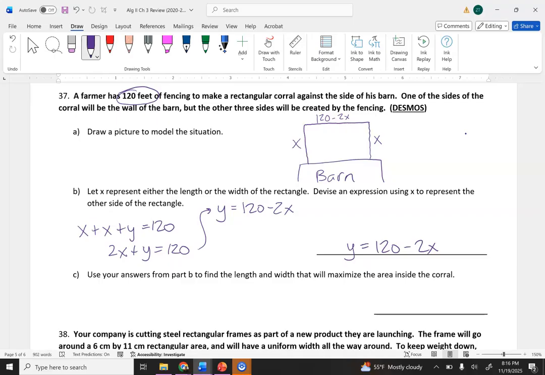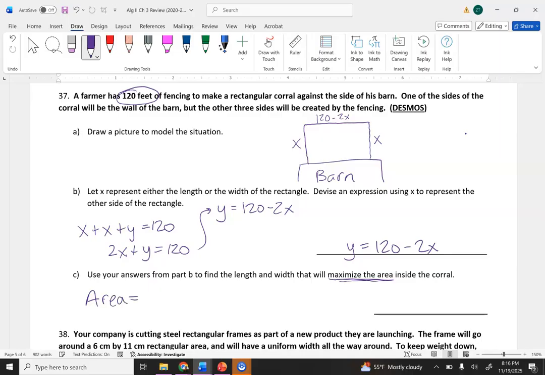Now part C is where we actually do the important work. It says use your answer from part B to find the length and width that will maximize the area inside the corral. So basically this farmer is going to choose an X value, and by choosing that X value, he wants to get the biggest amount of space he can in his corral. In order to do that, we need to write an area equation.